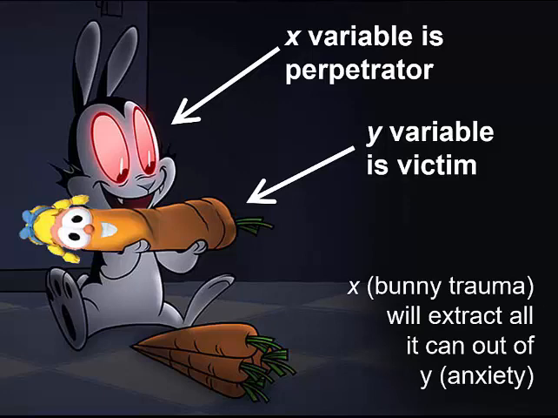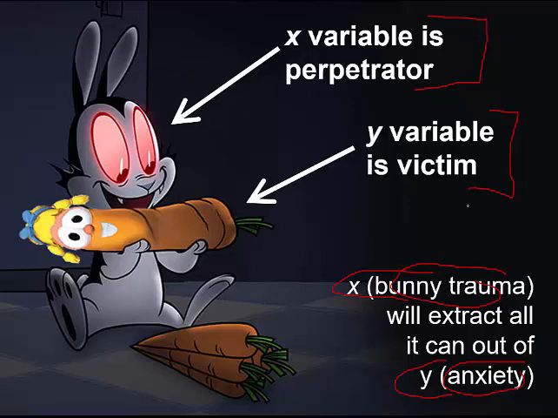So for example, if we want to extract bunny trauma out of anxiety, we simply run a regression equation where we use bunny trauma to predict anxiety. Bunny trauma is X, our predictive variable, and now we're going to label that predictive variable as a perpetrator. It's the one that's going to be doing the extraction. And Y, our outcome variable, we're now going to label the victim variable, because the Y variable is the one that will have stuff extracted out of it.